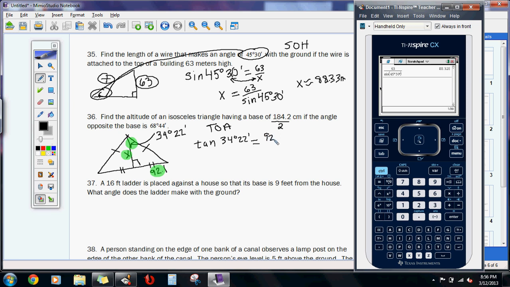opposite 92.1 over x. So I'm going to save some time here because this is basically what we just did on the last problem, but again, when you solve this and go on the calculator, you're going to get approximately 134.68 centimeters.